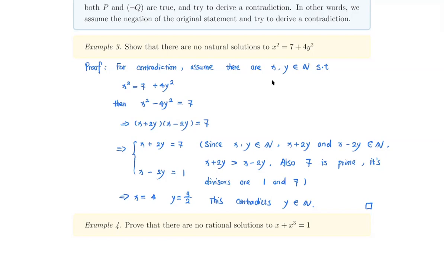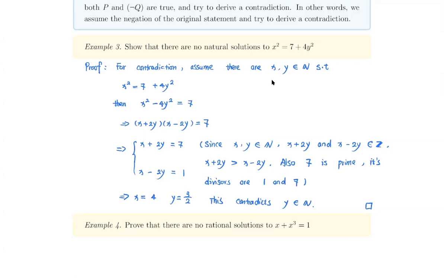Okay? Looks good. So since we know this and we know 7 is a prime number, which means its only divisors are 1 and 7. And we know that this and this, they are both natural numbers. Actually, they are both integers, because x minus 2y might not be natural. They are both integers. Since they are both integers, this has to be positive, so they cannot be both negative. So your only possibility is 7 and 1. I should probably specify that.